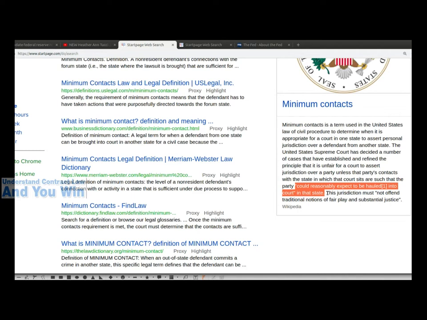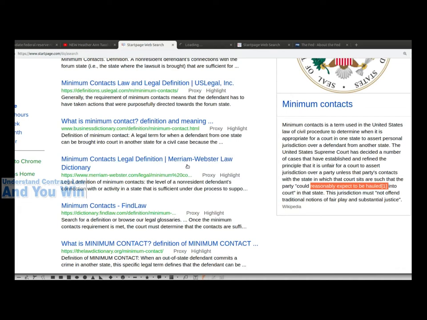So anytime you deal with the banking system, that's the United States. Anytime you deal with the Federal Reserve system, that's the United States. So if you do anything related to the Federal Reserve and start accepting and tapping into Federal Reserve accounts, obviously it can be understood that through your actions, you can reasonably expect to be hauled into court and the court will have personal jurisdiction over you.